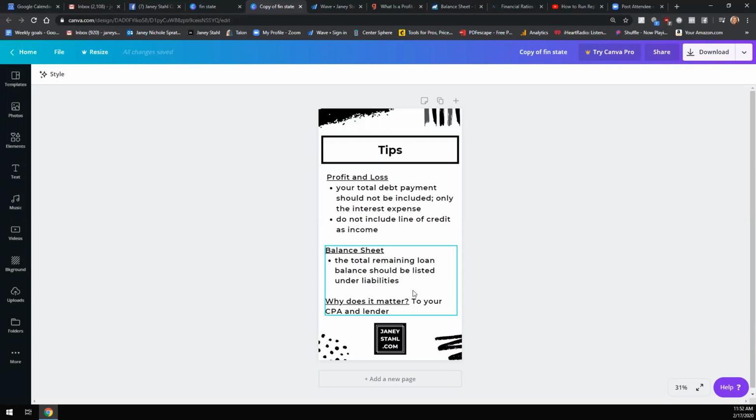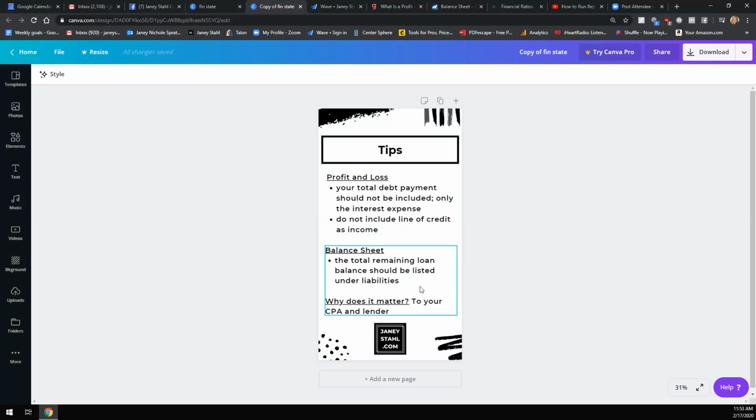So why does this matter? If you ever want to get an operating line of credit or a loan and you go to a bank, they're going to ask for your financial statements. Oftentimes when I talk to lenders, they get really frustrated because business owners are not giving them accurate financial statements. So it's really hard for them to make the decision on whether to lend money to you if you don't have good numbers and if your accounting is all over the place.